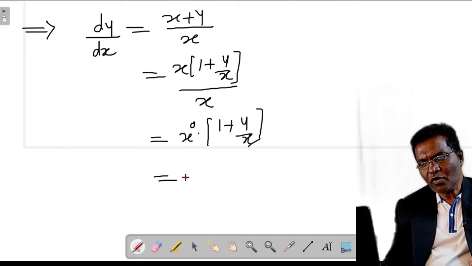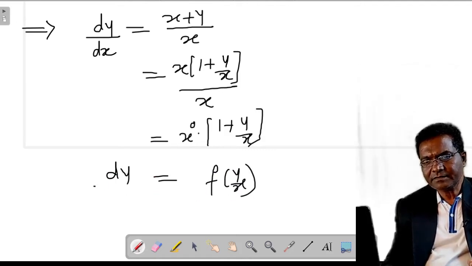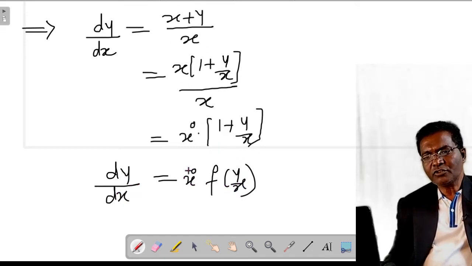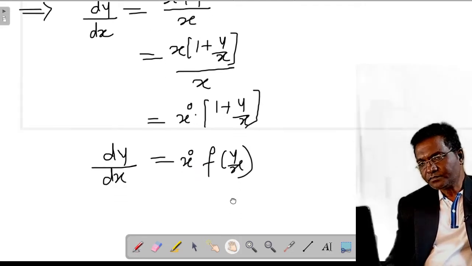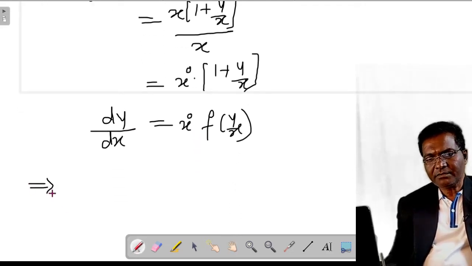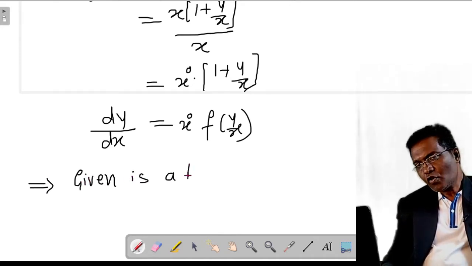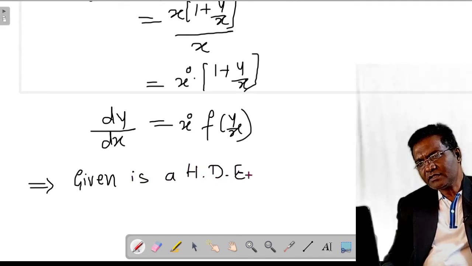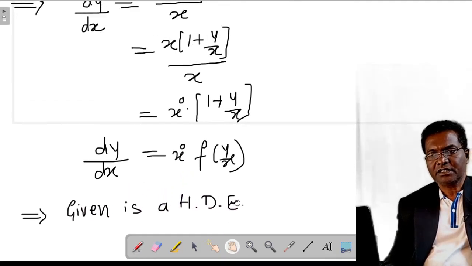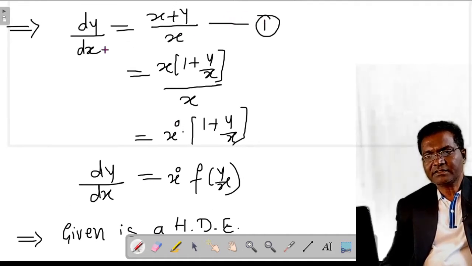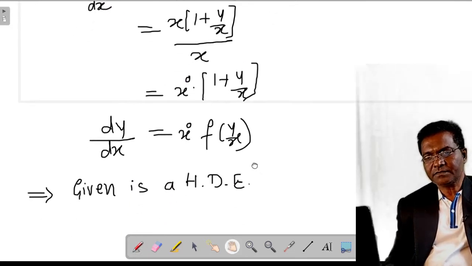Okay. So you got it as a function of y by x. Look at this. dy by dx is expressed in this form, meaning it is homogeneous. This function is a homogeneous function of degree 0. So that implies the given equation is a homogeneous differential equation. Okay. Now you have to solve this by suitable substitution.